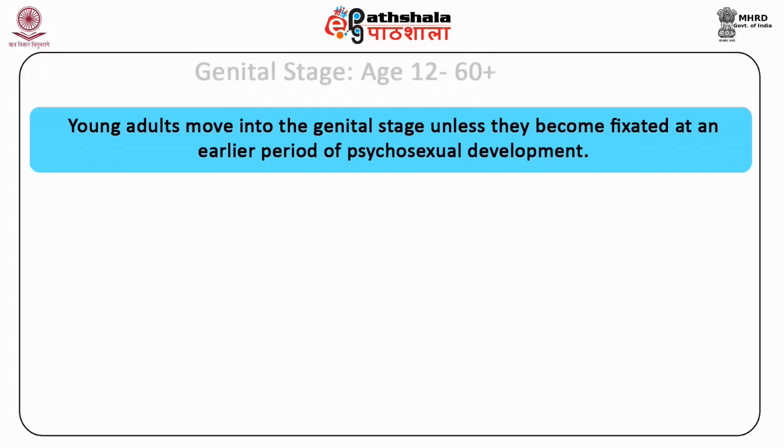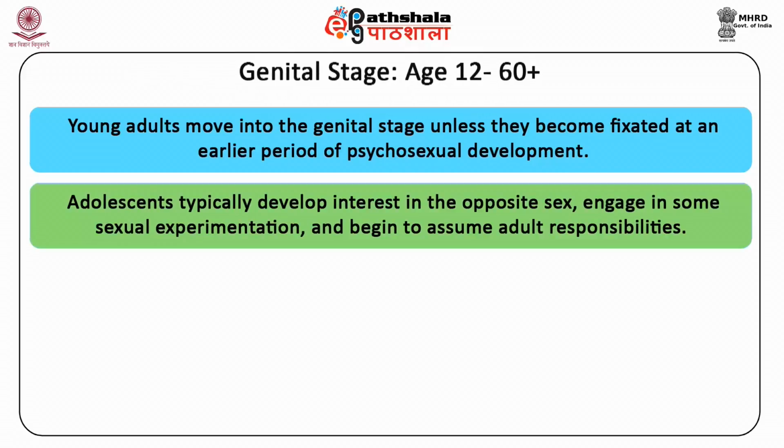Ages 12 to 60 and above. Young adults move into the genital stage unless they become fixated at an earlier period of psychosexual development. The old themes of the phallic stage are reviewed and recapitulated, and adolescents typically develop interest in the opposite sex, engage in some sexual experimentation, and begin to assume adult responsibilities.